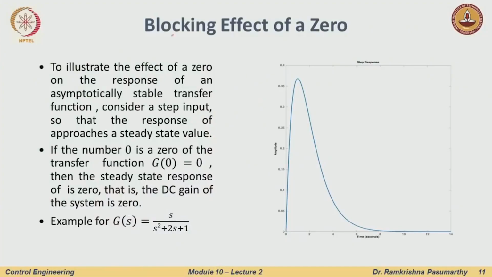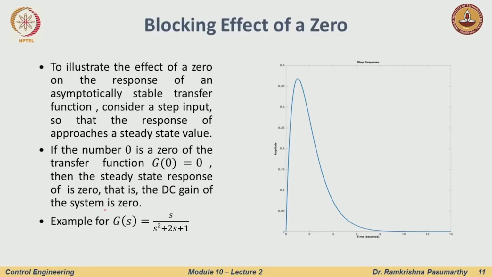Okay. So, the first effect is what is called the blocking effect of a 0. Let us take a simple example where the number 0 is a 0 of the transfer function, which means g of 0 is equal to 0. Then the steady state response is also 0, which means the DC gain is also 0, right.